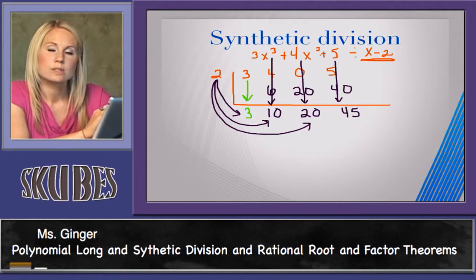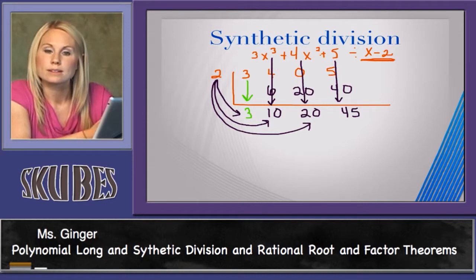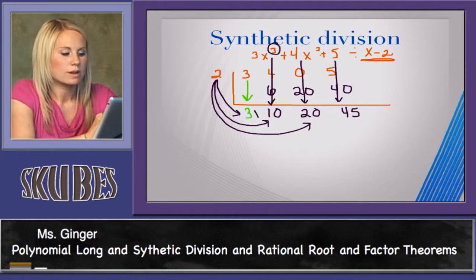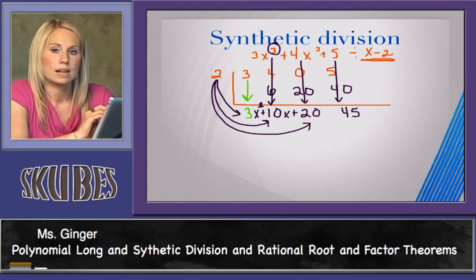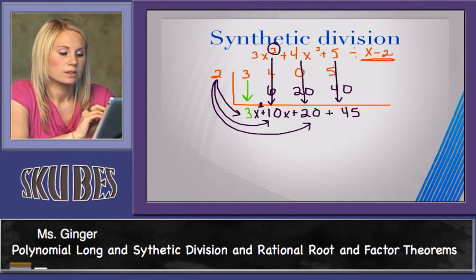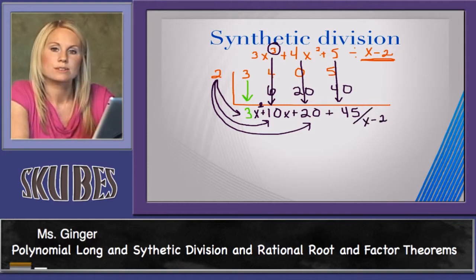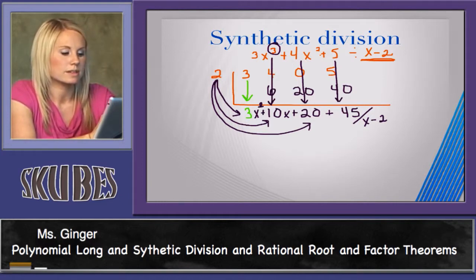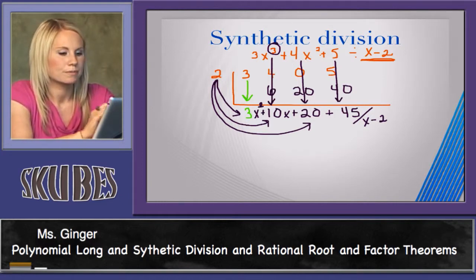What you're going to do when you use synthetic division is start filling in your variables starting with one power less. Ours was a cube, so we're going to start with x squared. And our 10 is going to have an x, and our 20 is going to have no x's. Remember, 45 was our remainder, so we're still going to write that over the factor, x minus 2. So we have the same answer. That's a good sign. That means both processes led us to the correct answer.